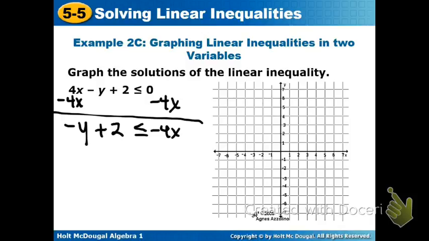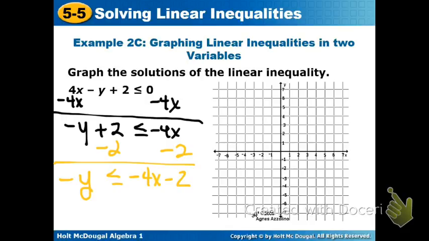Next, I need to move that 2, so we subtract the 2. I have negative y less than or equal to negative 4x minus 2. Now, if I would have actually done the chapter on inequalities with you, one of the things that you would have learned is that this next step is very vital on how you do it. The y is not by itself yet. You've got to get rid of that negative. You've got to move it to the other side.